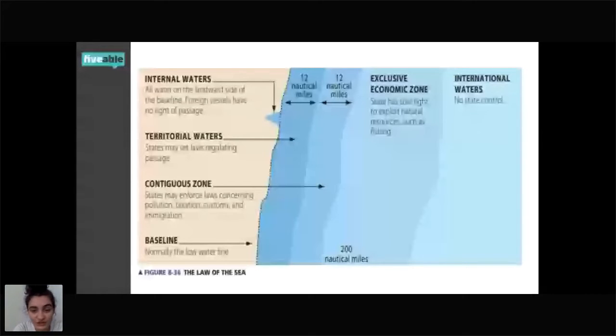Okay, so international waters, nobody has any control. And then the South China Sea is an example of a dispute in the exclusive economic zone. There are about five countries fighting over that area because it's so rich in resources, right? And China is kind of dominating the challenge.